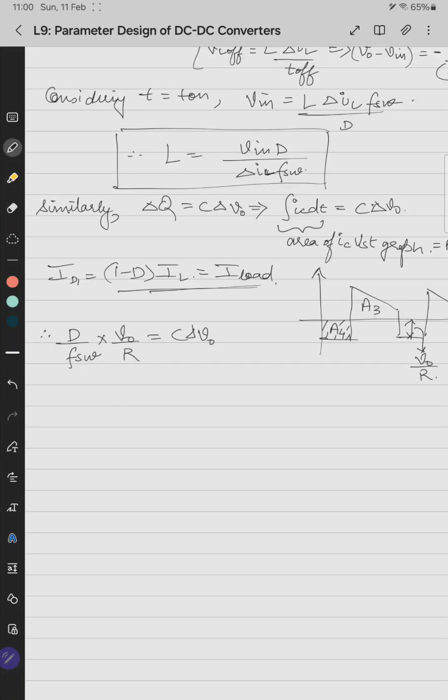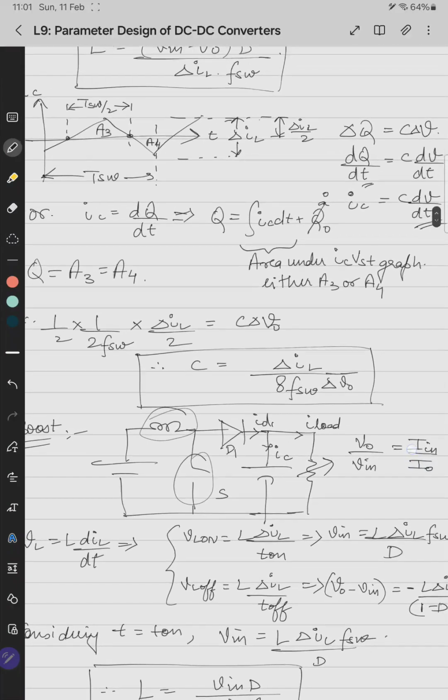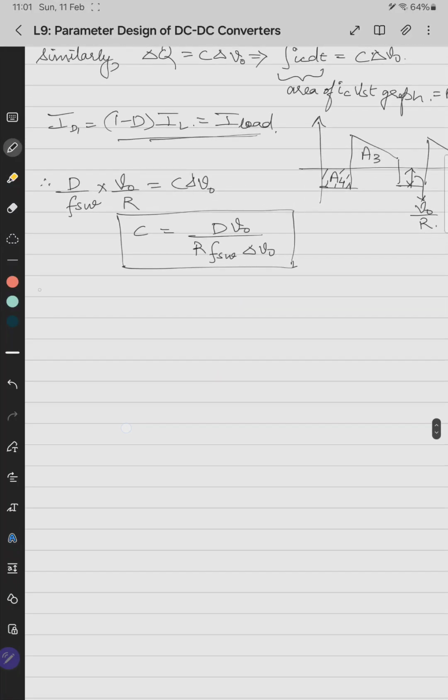Time is D into T switching, or D by F switching, into load, that is V naught by R, equals C into delta V naught. So we can find C. C is what? D into V naught divided by R into F switching into delta V naught. This is the value of capacitors and inductance for a boost converter in terms of the plant parameters: V in, D, F switching, V naught, and the ripple values of the inductor current delta IL, and the ripple of the output voltage delta V naught. For buck and boost converters we have derived. Lastly, we'll derive for buck boost.